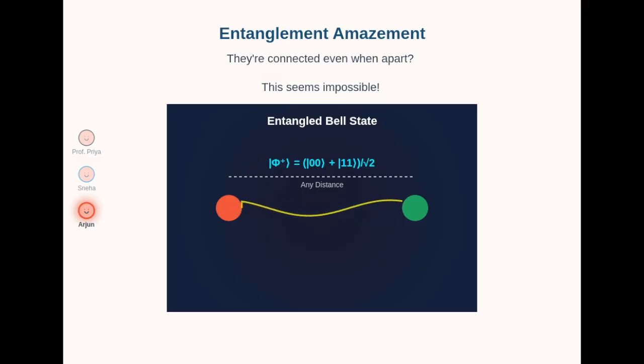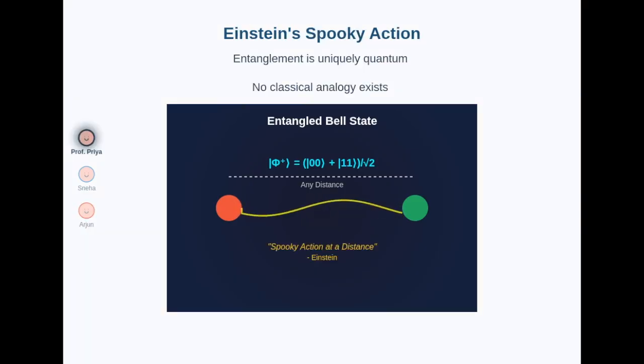Wait, so these qubits are somehow connected even when separated? Measuring one instantly affects the other? This seems to defy classical physics. You're absolutely right to be amazed. Einstein called this spooky action at a distance. Entanglement is purely quantum mechanical. There's no classical equivalent. It's what gives quantum computers their power.